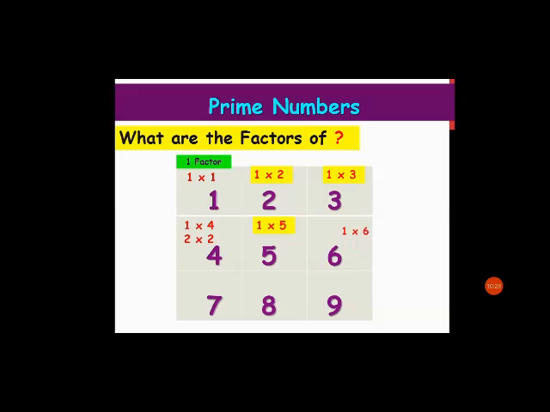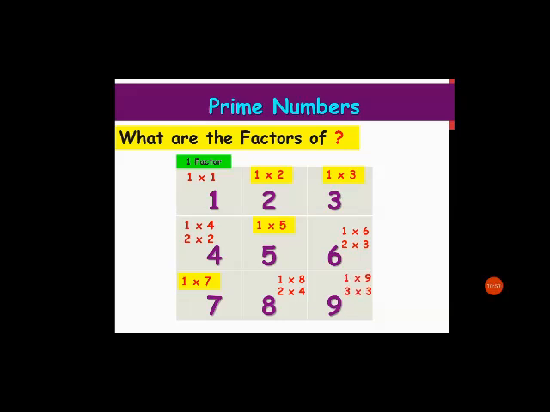For number 6, it's 1 times 6 and 2 times 3. So how many factors do we have? We have 1, 2, 3, and 6. We have 4 factors. For number 7, it's 1 times 7. For number 8, it's 1 times 8 and 2 times 4 equals 8. For 9, 1 times 9 and 3 times 3.